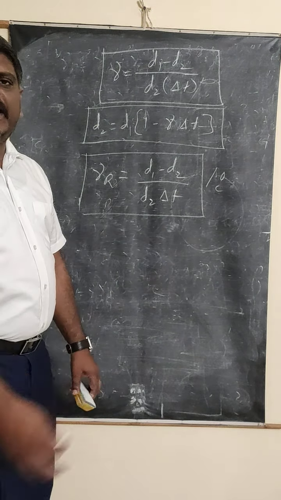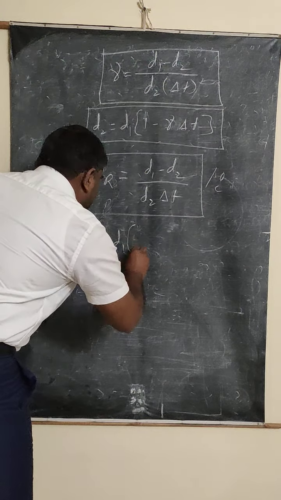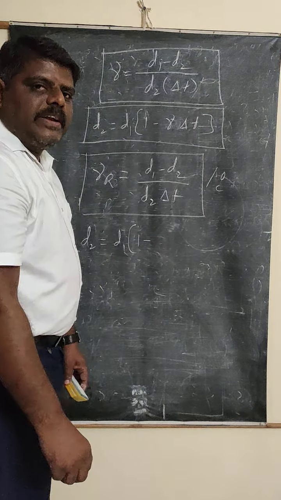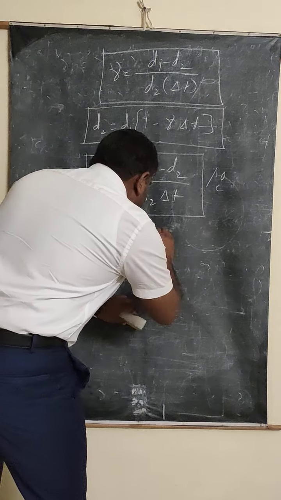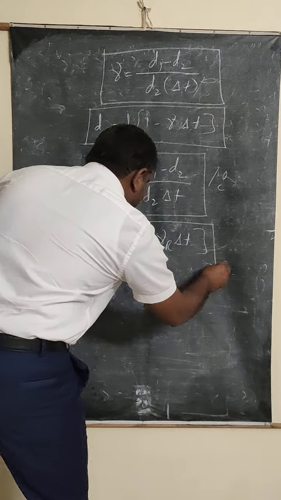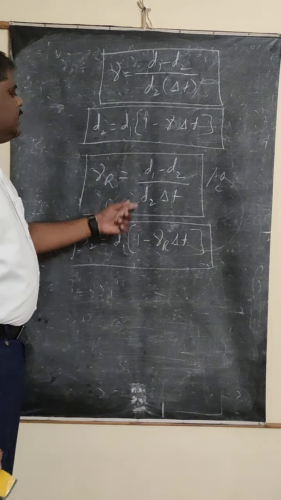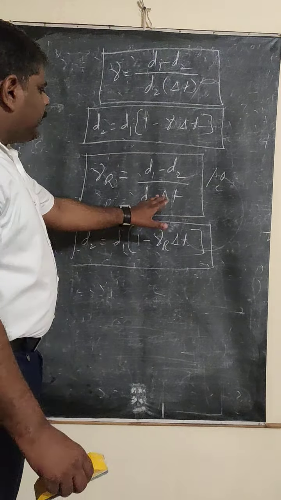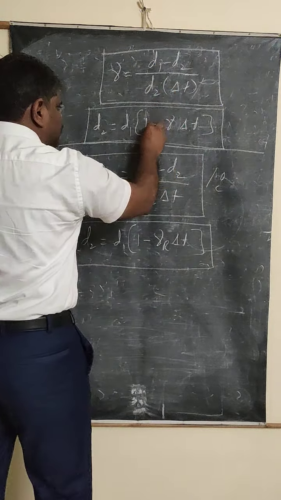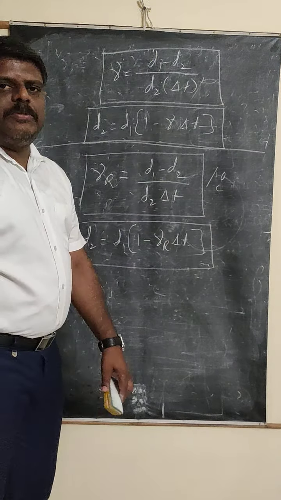In the case of liquids, the final density D2 is equal to D1 into (1 minus gamma R into delta T), where gamma R is the coefficient of real expansion. So this is the final density in the case of liquids when the temperature is increased. This is the relation between the temperature and the density in the case of liquids. Don't be confused: these two formulas belong to solids and these two belong to liquids. These are the concepts you need to remember.